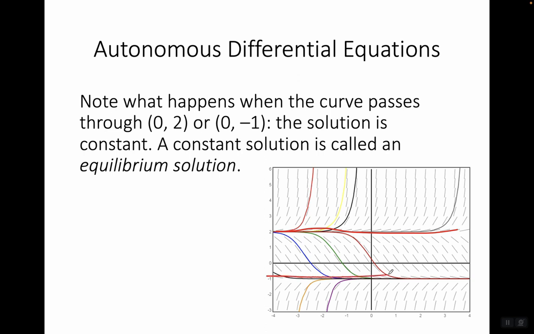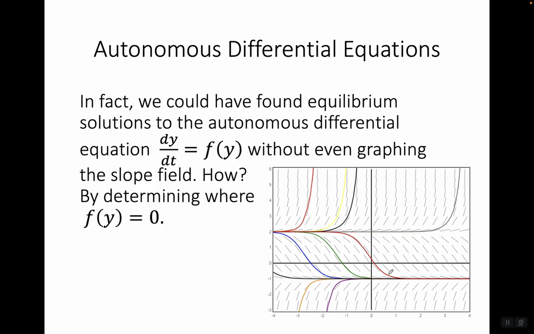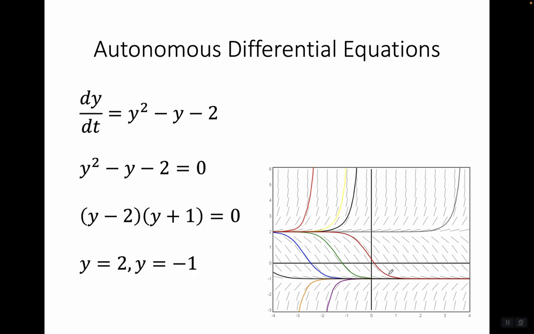A constant solution is called an equilibrium solution. It never changes. It stays there. In fact, we could have found the equilibrium solutions to the autonomous differential equation dy/dt = f(y) without even graphing the slope field. How? By determining where f(y) equals 0.